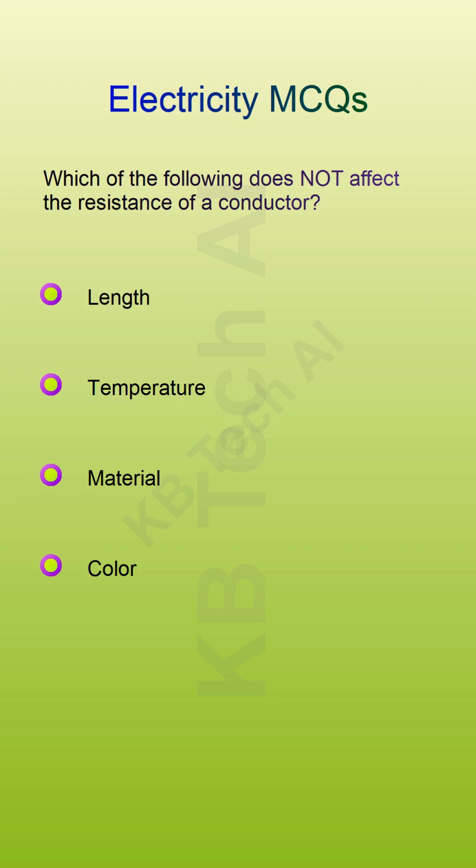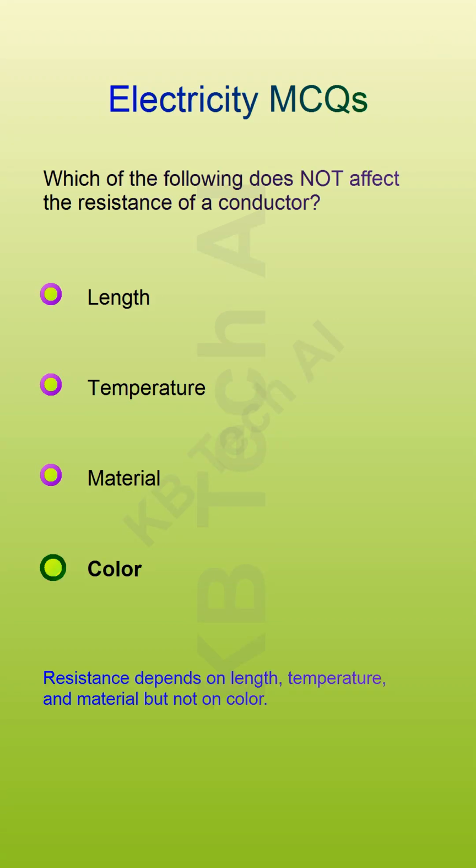Which of the following does not affect the resistance of a conductor? Option 1, length, option 2, temperature, option 3, material, option 4, color. The answer is, option 4, color.